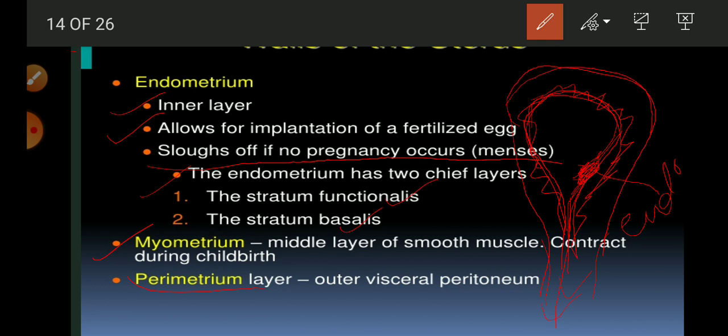Then we have the perimetrium. The perimetrium is the upper layer. This upper layer is actually the outer visceral peritoneum, like the external layer. This is just the covering of the uterus.